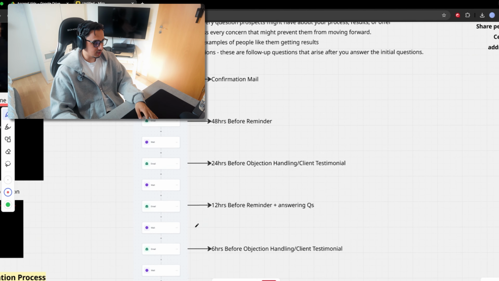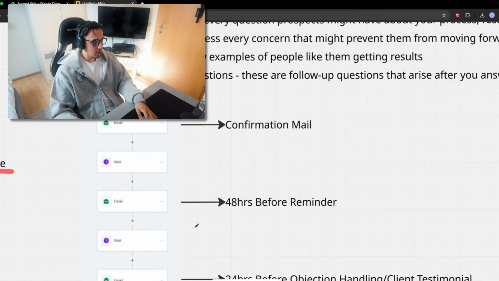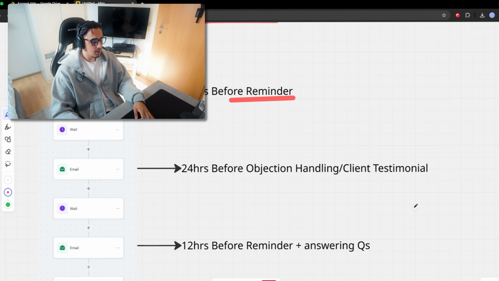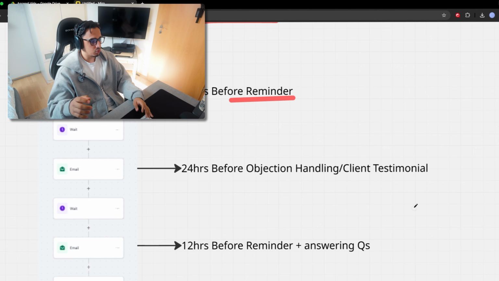So this is the exact email sequence I run for my client. When they book the call, they get a confirmation mail. Then we wait, and 2 hours before the call, they get a reminder. And then 20 hours before, they get an email handling some objections and client testimonials. So what we saw with my client, for example, is that the most common objections we got were price objections, time objections, and just skepticism about the offer.